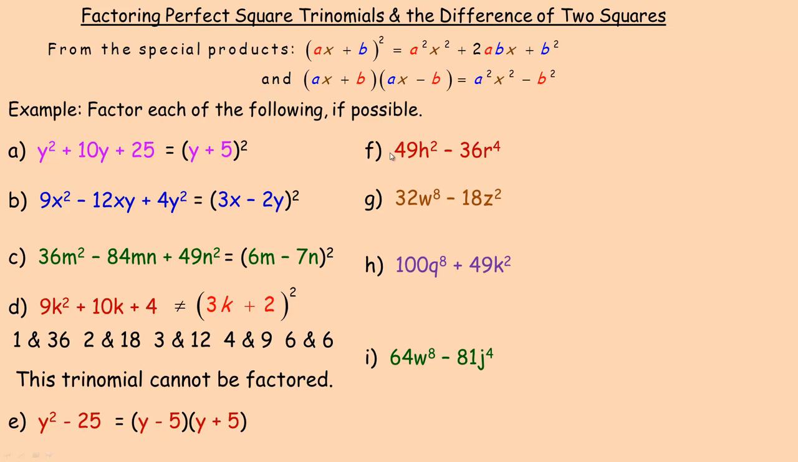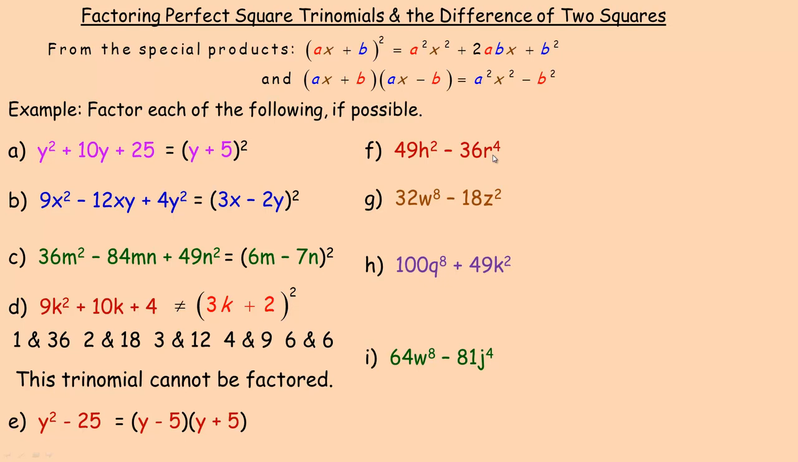Okay, up at the top here, the top right, 49h squared minus 36r to the 4th, that's the difference. And this is a perfect square, and so is this. The 49 and 36 are two of the numbers I listed over here. Even power on the h, even power on the r, so they have to be perfect squares.